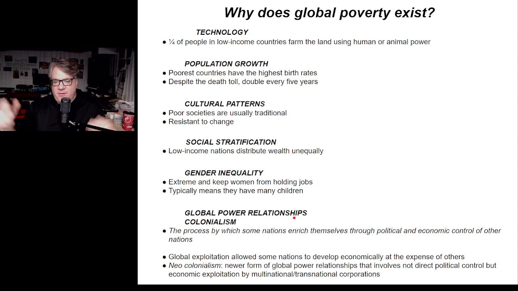So why does global poverty exist? If we knew the answer to this question, we wouldn't have global poverty. But it's a complicated thing, and I've addressed some of these already. Lack of technology is one reason why global poverty exists. Some of these poor places are relying on human labor, and people can only do so much.